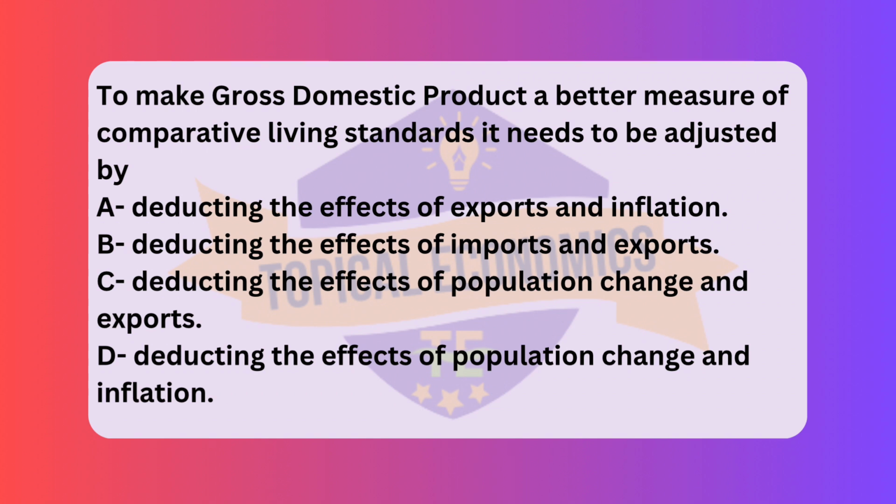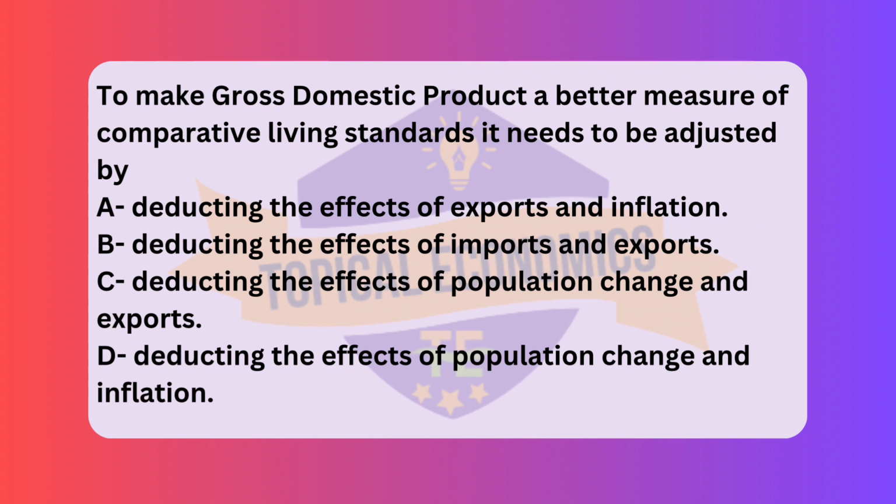Adjusting for inflation allows us to eliminate the effects of price increases and focus on the real growth in an economy. Adjusting for population change helps us measure GDP per capita, reflecting the average living standard of an individual, and accounts for changes in the population size.